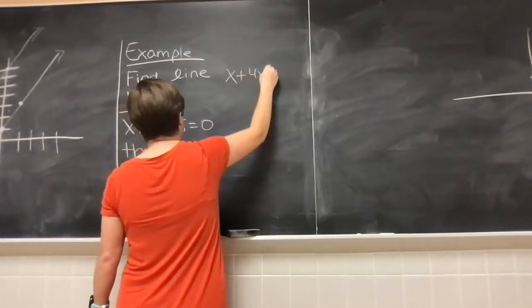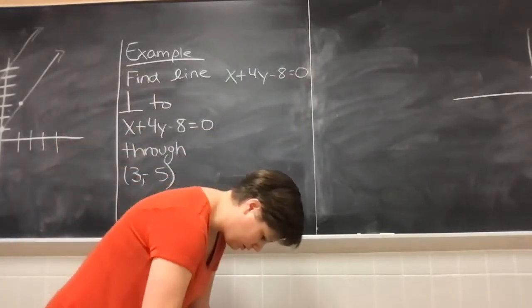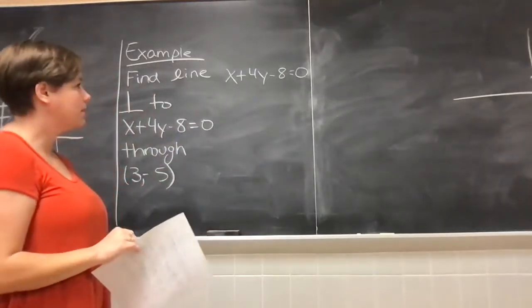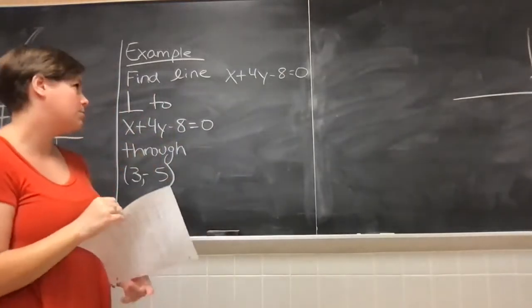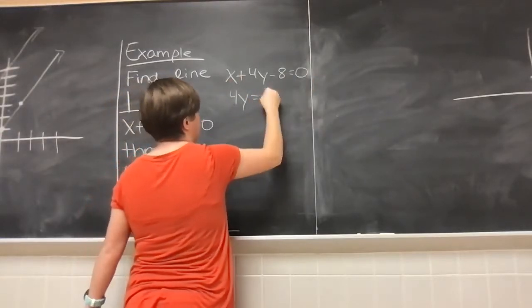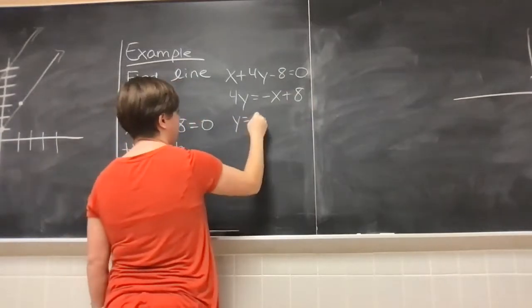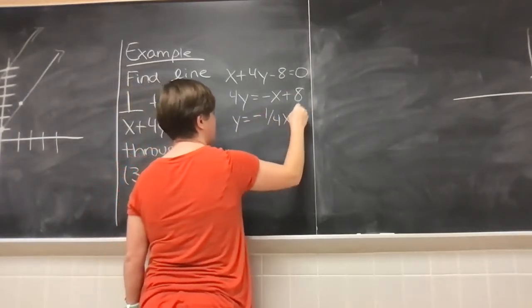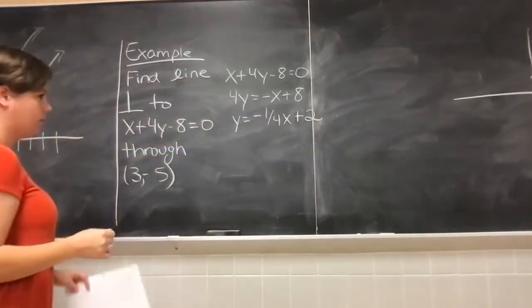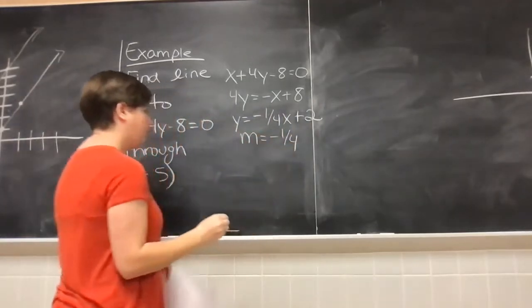X plus 4y minus 8 equals 0. Oops. I got chalk all over my feet. Okay. So what we need to do is isolate our y. We need to get it in y equals mx plus b form. So I'm going to move everything over to the other side. So that's -x plus 8. Divide everything by 4. I get y equals -1/4 x plus 2. So the slope of my original line is -1/4.